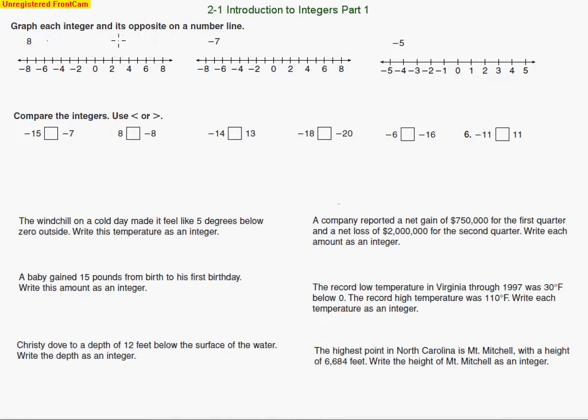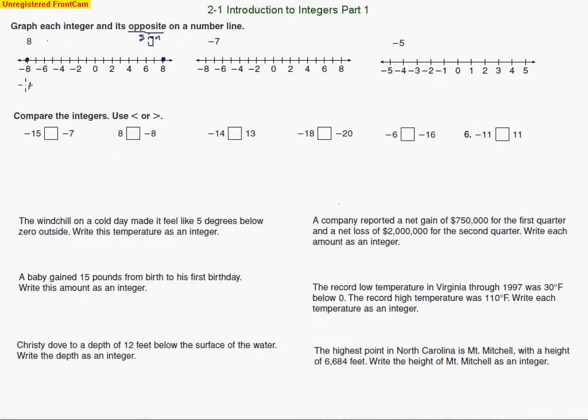The first set of directions asks us to graph each integer and its opposite on a number line. When we talk about opposite, we're talking about sign. If the number's positive, the opposite is negative. If the number's negative, the opposite is positive. So if I wanted to graph 8 on a number line, I'd go down the number line until I find the number 8. The opposite of 8 is going to be negative 8. So I would go way down here and put a point right here. I'm just putting a point or a dot right on those two numbers.